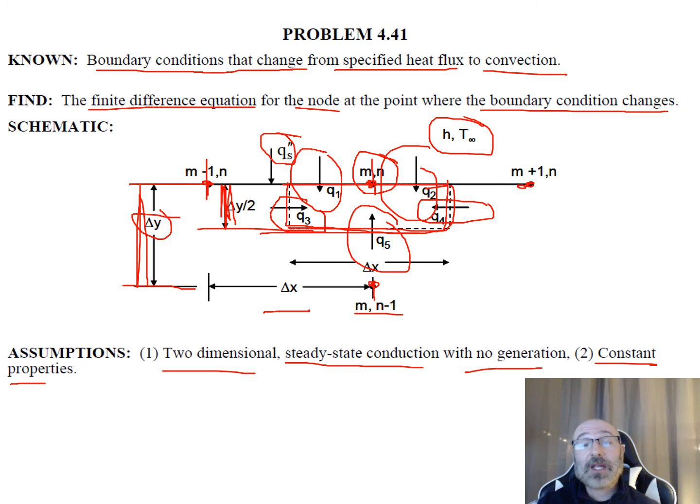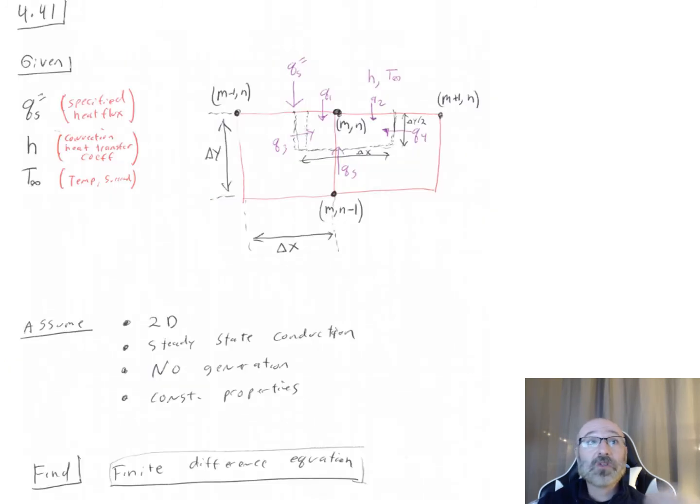And the first part of our hand solution is to create our setup page. So we create our setup page, we read back through the problem statement, and we look back through that procedure we just went through. This is problem number 4.41. What are we given? Well, we have a specified heat flux, our q sub s double prime. We have a convection heat transfer coefficient, our h value. And we also have a T sub infinity for the temperature of the surrounding area.